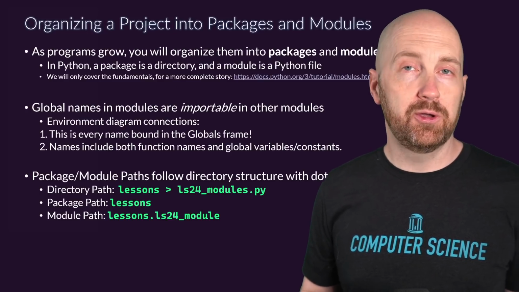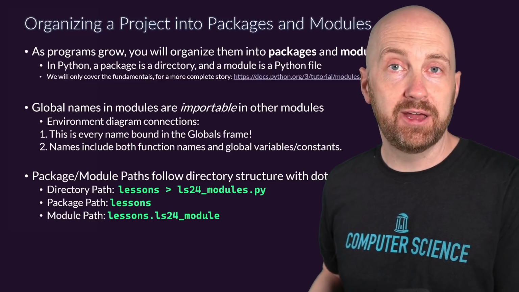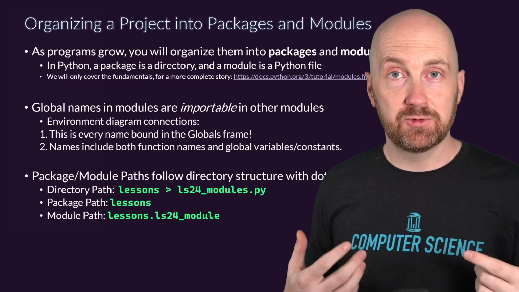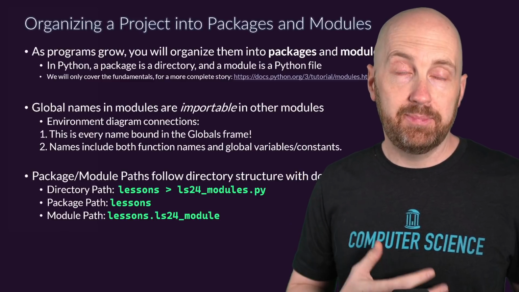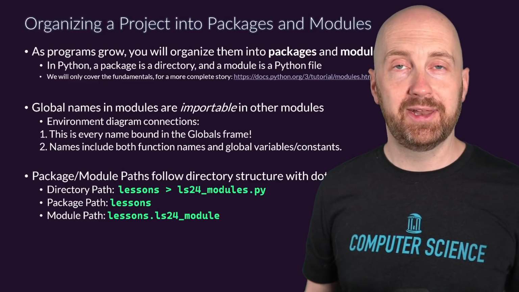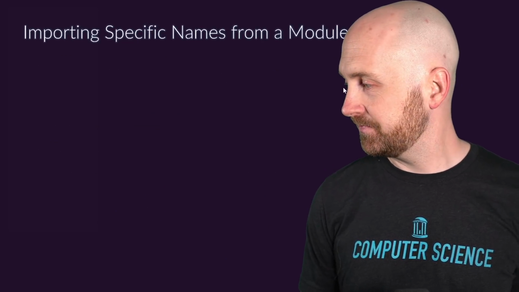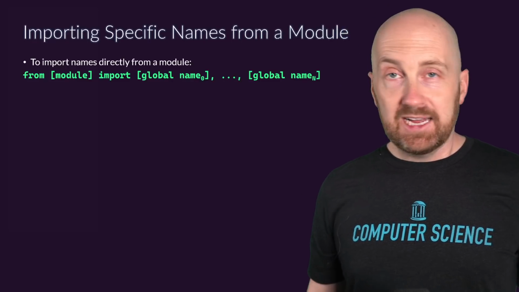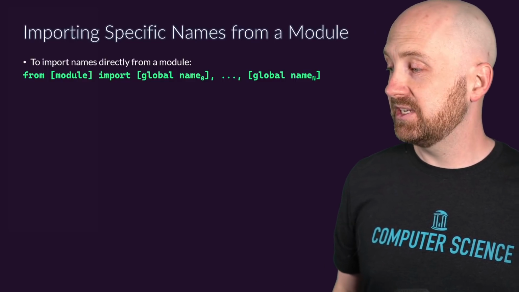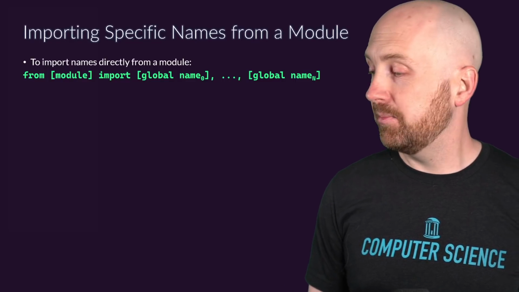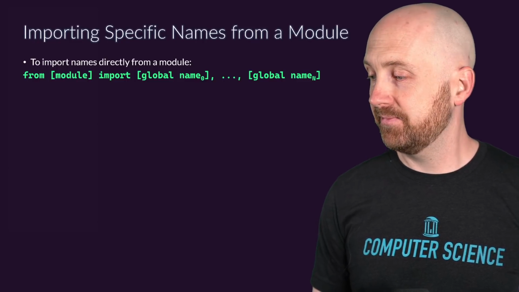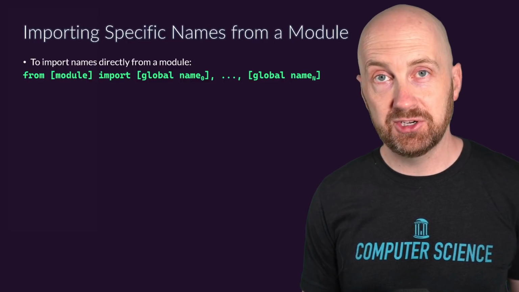When you are importing code from one place to another in your program, you'll say something like from lessons.ls24_module, which is the path to the module, import, and then the name of the function or whatever global name that you're trying to import from that particular module. So as we've seen, the syntax that you're actually now accustomed to and have used in many different places is what you're seeing here, where we've got from module, import, and then the global name of whatever definition we're trying to import here. And the global names that we've seen are things like functions or named constants.